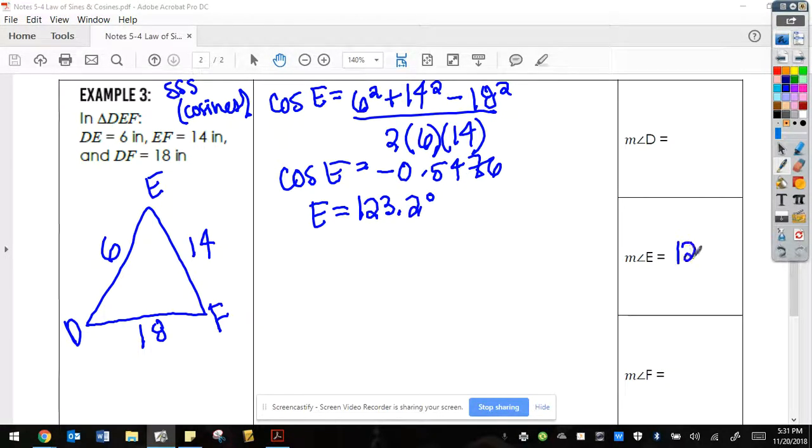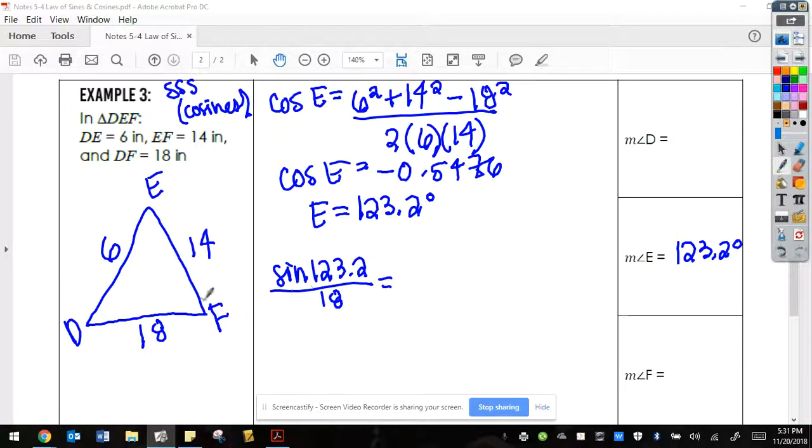Okay, so then E is 123.2 degrees. All right, and now that we have a pair of angle with side, we can use law of cosines. So we do sine of 123. I don't remember if I said law of sines or cosines, but we're going to use law of sines. So sine of 123.2 over, I'm talking way too fast, okay, and that's across from 18.